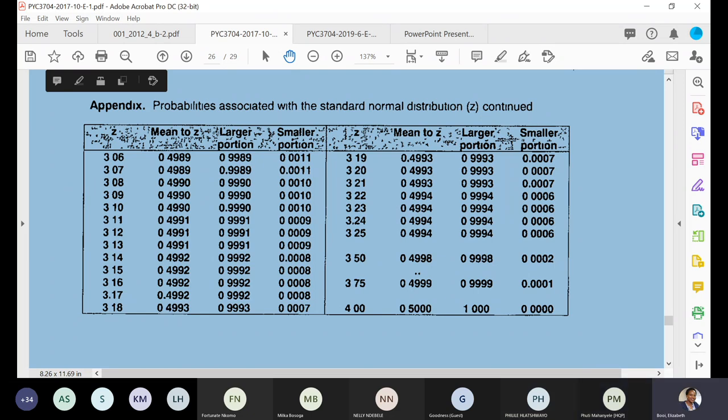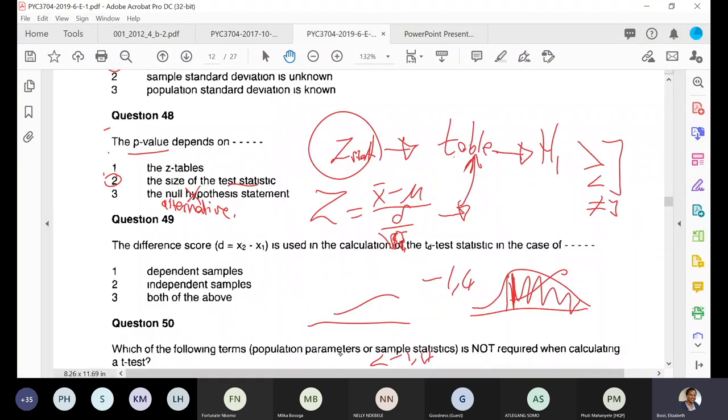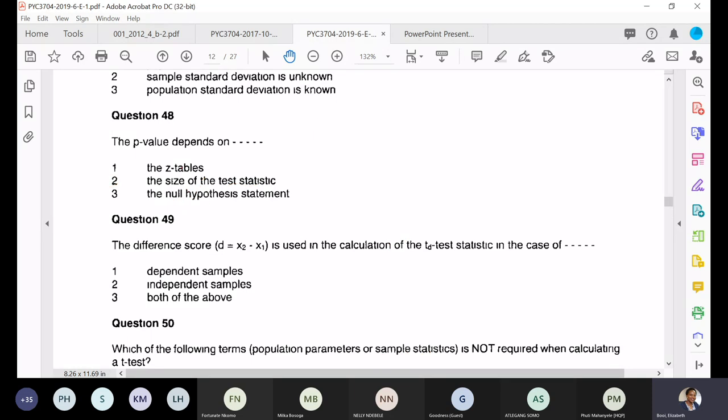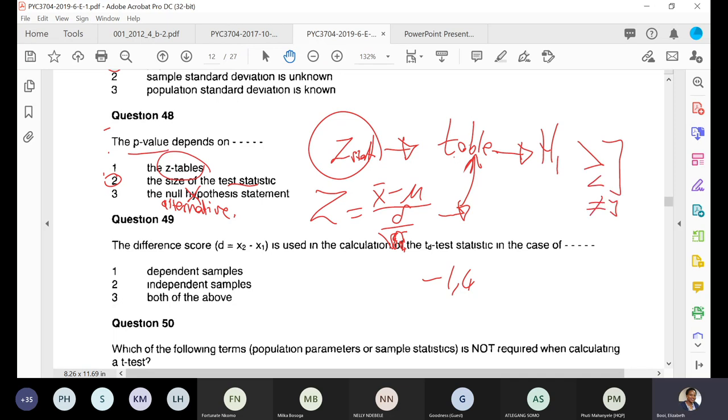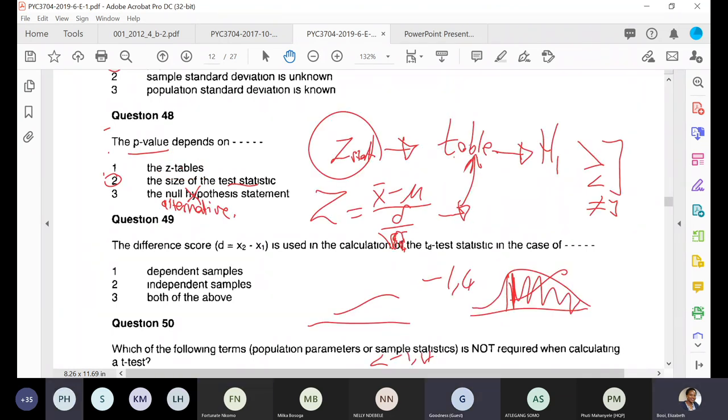So it cannot be on the table. And it also cannot be on the Z table only, because even with the T test, we still have to find the value, although it's given to us. Yes, correct. So the only option on there that is correct, because even if we're not looking at the T table, also for the chi-square test, you can find the p-value. So it cannot be only on this table. On the T test, on the F test, we find the p-values there. On the chi-square test, we find the p-values there. So all of them depend on you calculating the test statistic.